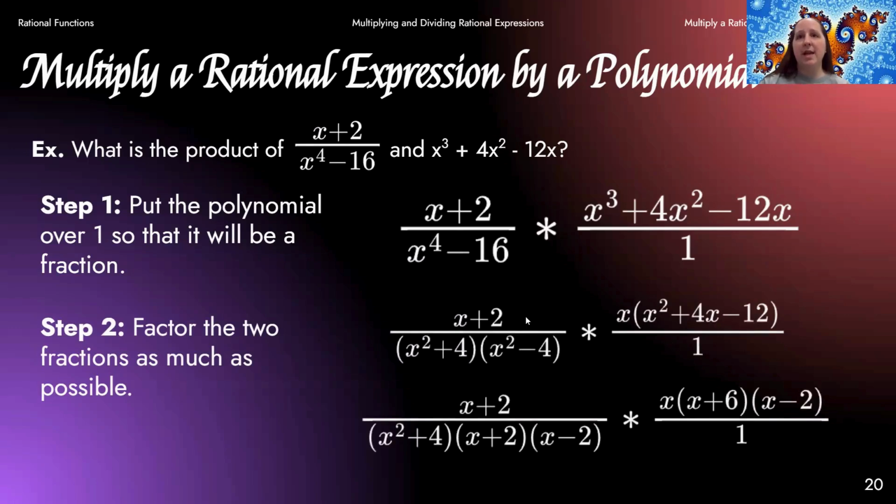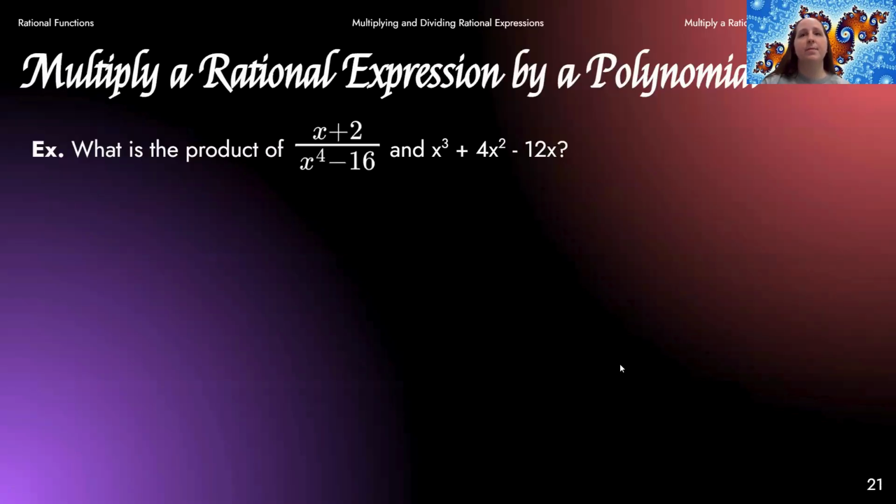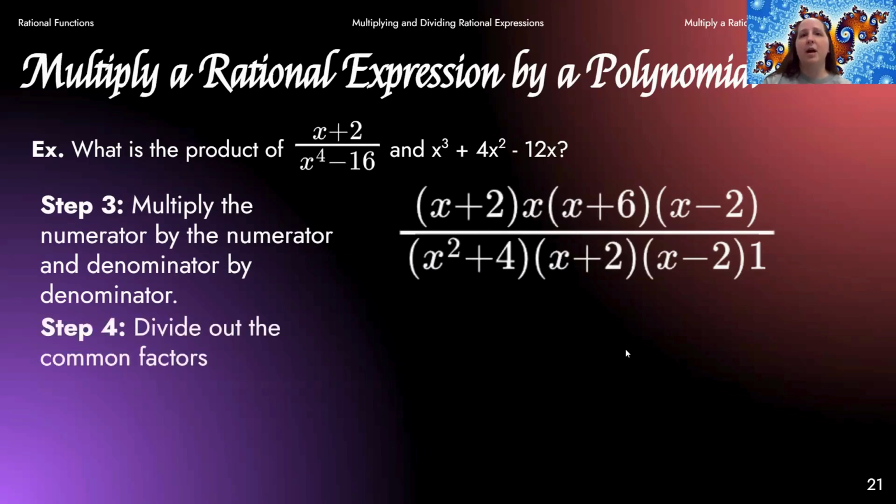So what I'm going to do again is factor as much as possible. So x cubed plus 4x squared minus 12x becomes x times x plus 6 times x minus 2. X to the 4th minus 16 becomes x squared plus 4 times x plus 2 times x minus 2 when you factor everything out. Step 3, again, I multiply my numerator by my numerator and my denominator by my denominator. Okay. And now I'm going to cancel out my common factors.